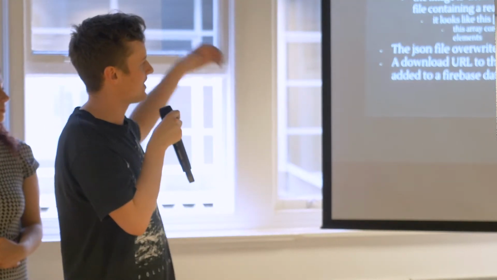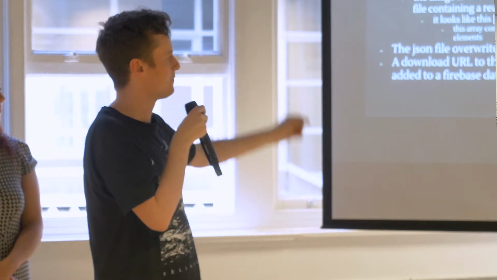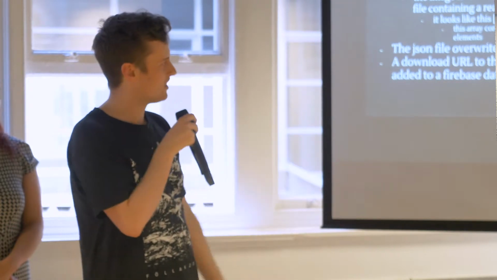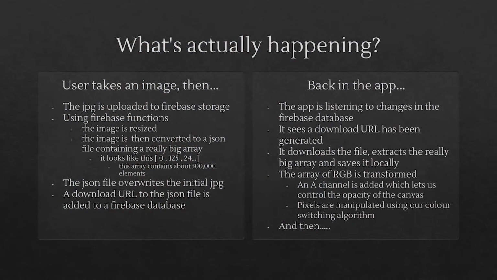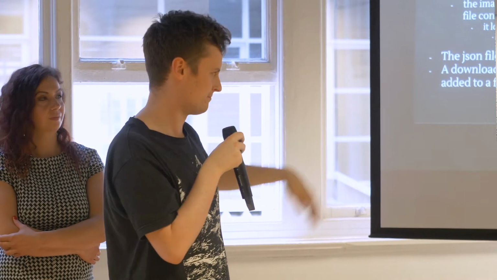This newly created JSON file overwrites the initial image, and a download URL is input into a Firebase database. Meanwhile, back in the app, it is listening to these changes in the Firebase database. It hears a change: a new download URL has been generated. It downloads the file, extracts the really big array, and saves it locally. Once we have this array on the device, we run it through some image processing which we made ourselves. And once this has gone up to the cloud and come back, we reach the next step.